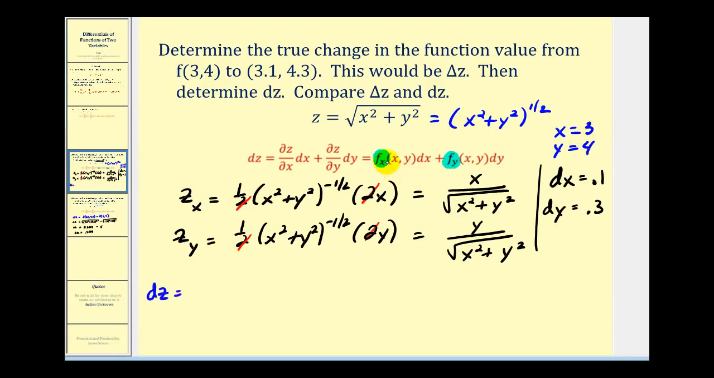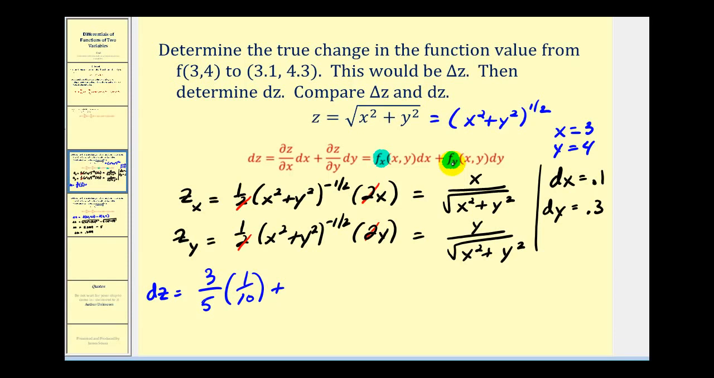It's going to be equal to the partial with respect to x here times dx. Remember, x and y are 3 and 4, so we're going to have 3 all over the square root of 3 squared plus 4 squared. Well, that's going to be the square root of 25, so we have 3/5 times dx. Well, dx is 0.1 or 1/10. We'll write it as 1/10.